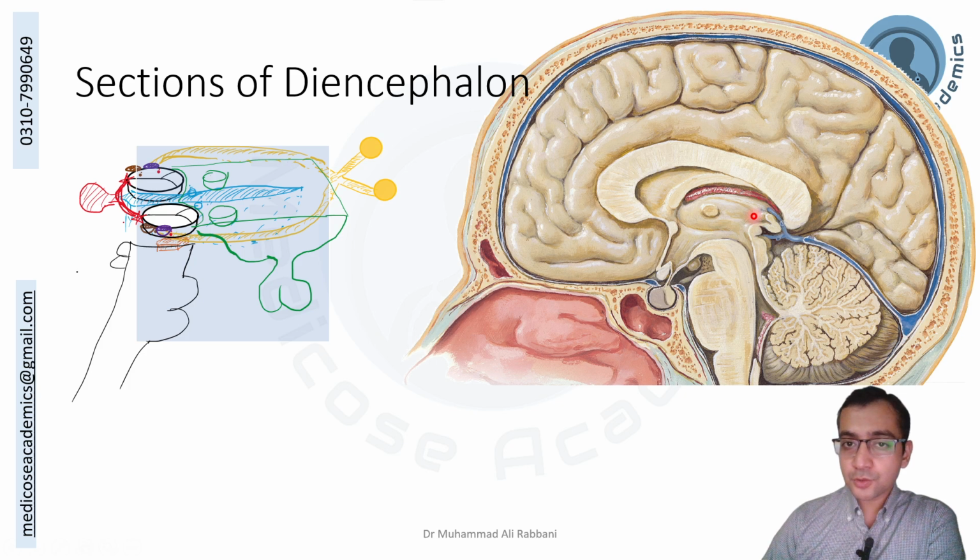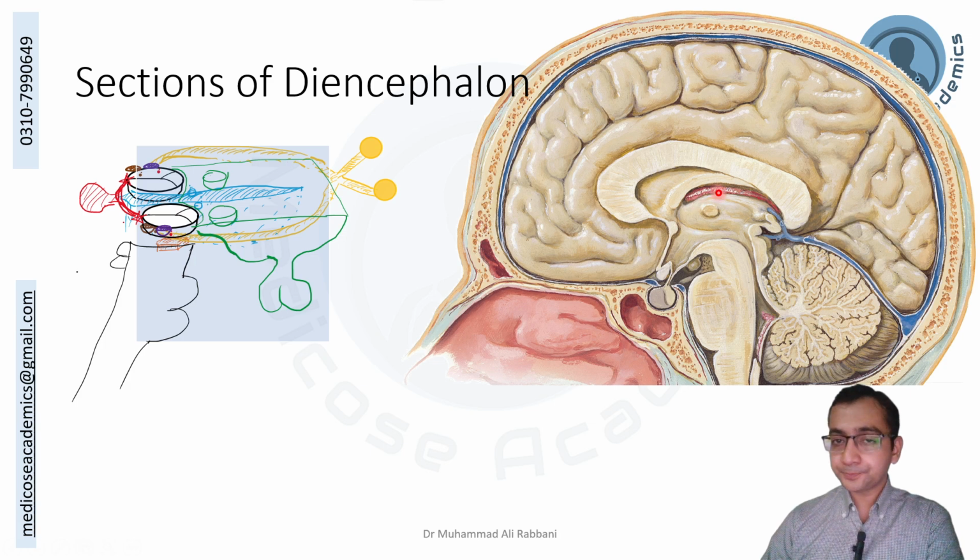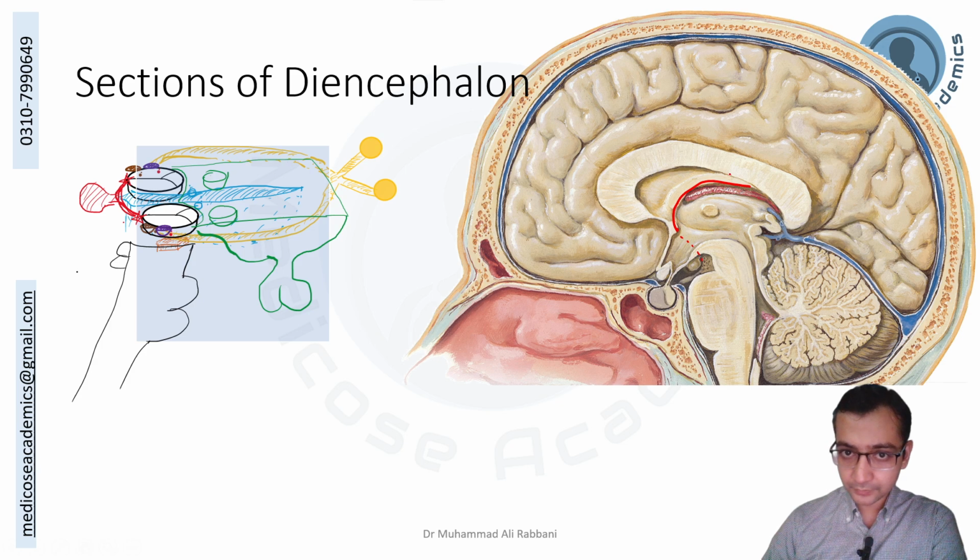Let's add more structures to it. The red thing that you can see right here is the choroid plexus of the third ventricle. This is the part where CSF is generated and enters the third ventricle. Above it, this structure all the way going till here, this is the one shown here.